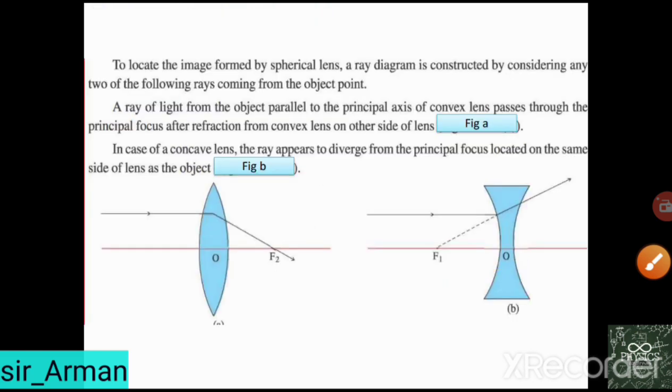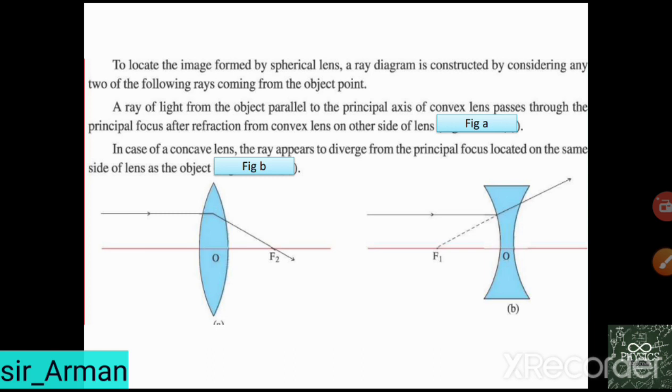Now we know that we will get some images, right? Now to get some image, we need to locate the image by using some rules, like the ones we used last time in case of the convex and concave mirrors. So in case of the lenses also there are some rules to locate the image, right? So where will we get the image? Now to locate that image, we have mainly 3 rules.